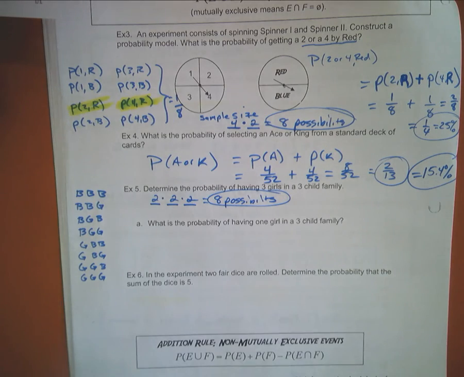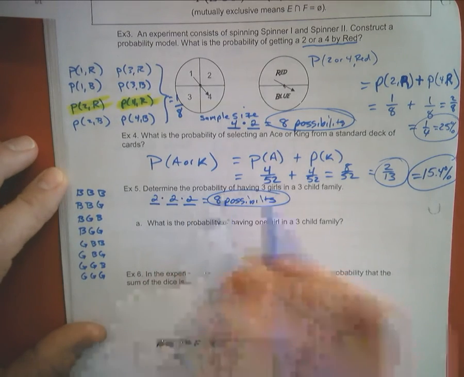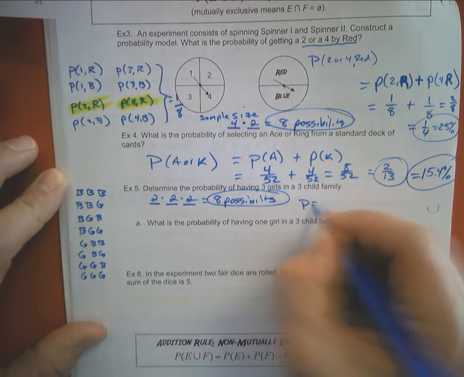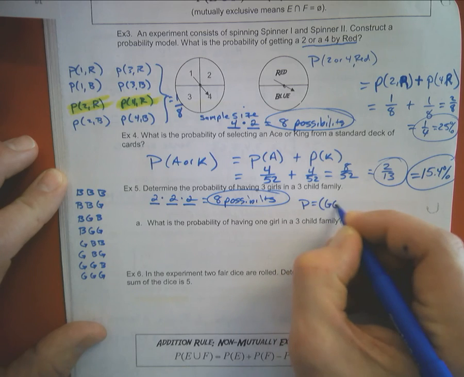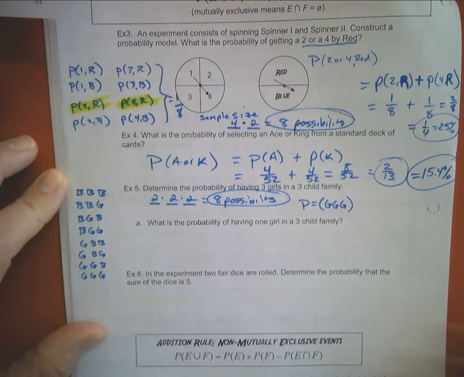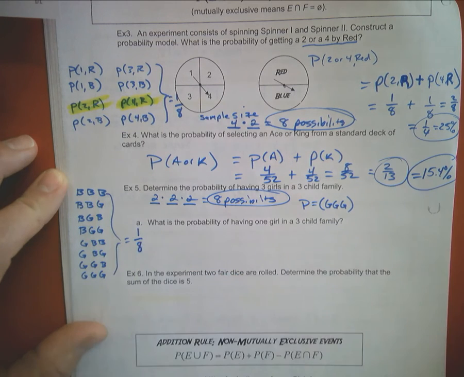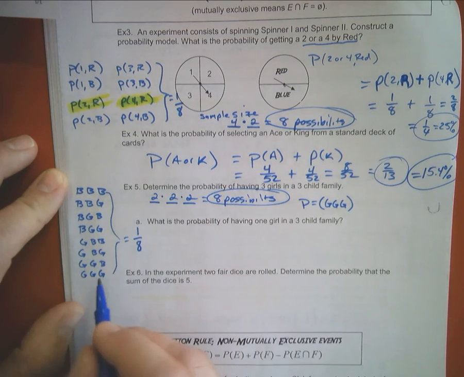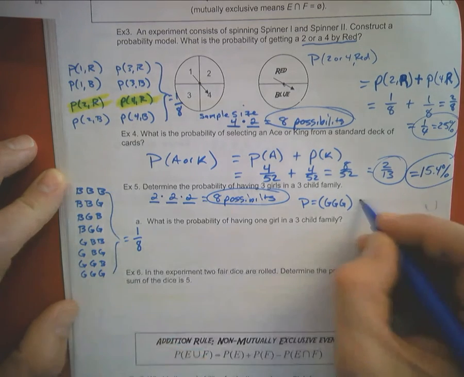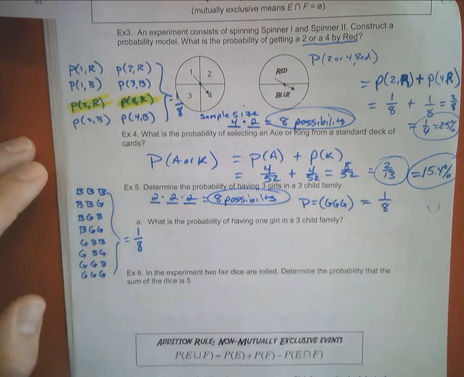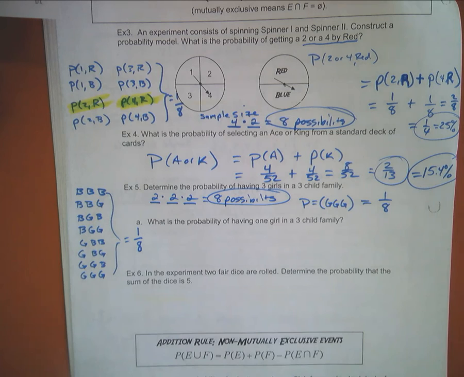Well, what's the probability? Determine the probability of having 3 girls. What's the probability of getting GGG? Well, all of these have a probability of 1 out of 8. So the probability of having GGG would be 1 out of 8.